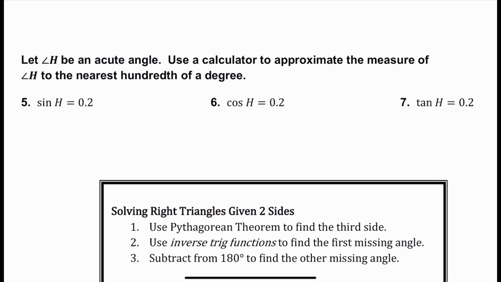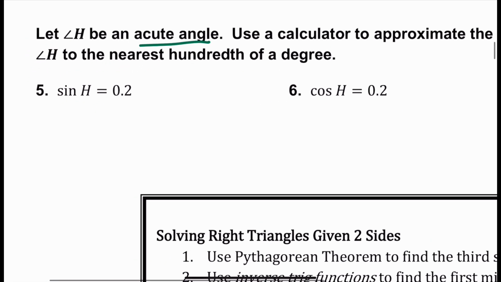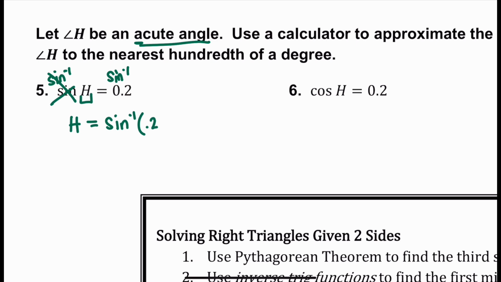Okay, now H is going to be an acute angle. It's less than 90 degrees is what acute means. Use a calculator to approximate the measure of angle H to the nearest hundredth of a degree. So I want to get H alone. Right now it's fused with this sine. We need to get rid of the sine by taking the inverse sine. We're finding the angle, so we needed to use the inverse sine to cancel the sine. So H is going to be equal to the inverse sine of 0.2.